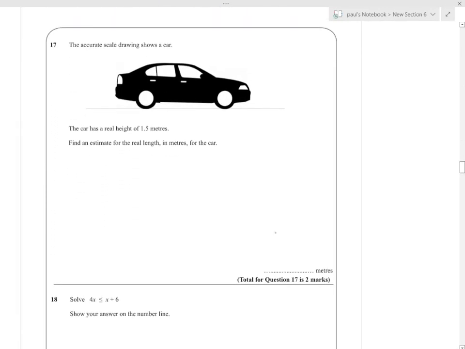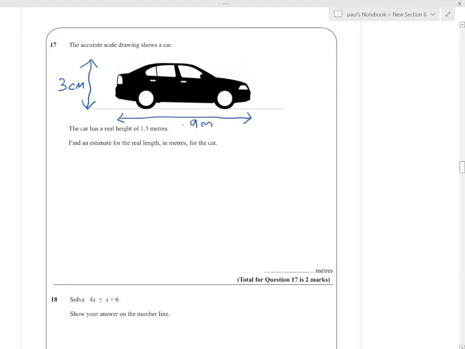Number 17. Here's an accurate scale drawing that shows a car. The car has a real height of 1.5 meters. Find an estimate for the real length in meters for the car. Now I'm not sure about this because I'm looking at a screen, but if we imagined we'd measured the height of the car at 3 centimeters. Now find an estimate for the length of the car in meters. So then we've got to measure the length of the car. Let's call it 9.